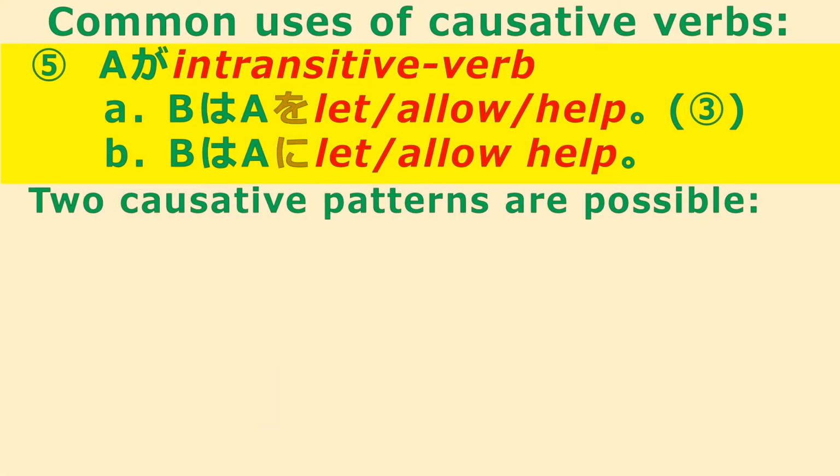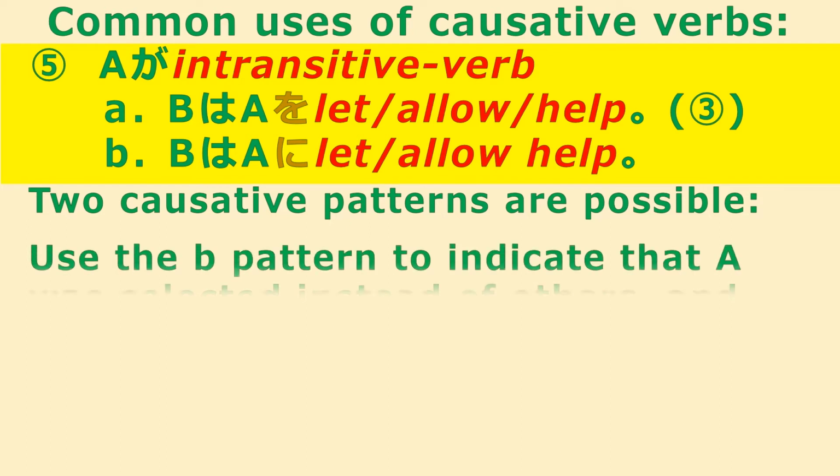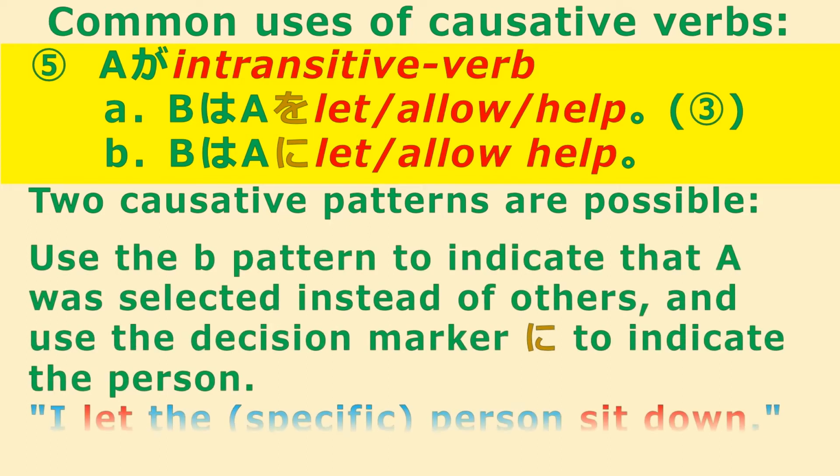Again, in this case, two patterns are possible. Use the second pattern to indicate that A was selected instead of others, and use the decision marker ni to indicate the selected person. For example, use this pattern in situations like, I let the specific person sit down.